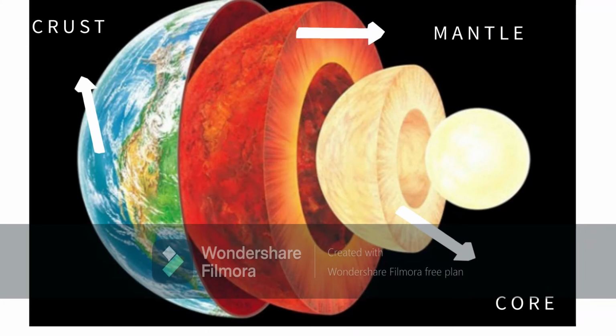The Earth's crust is the outermost and thinnest part. People and many living beings live on it. The mantle is an intermediate part, the thickest of all. The core is the inner part, and is the hardest.